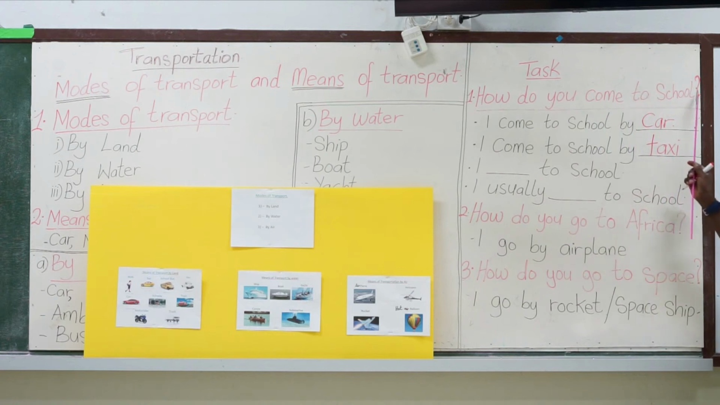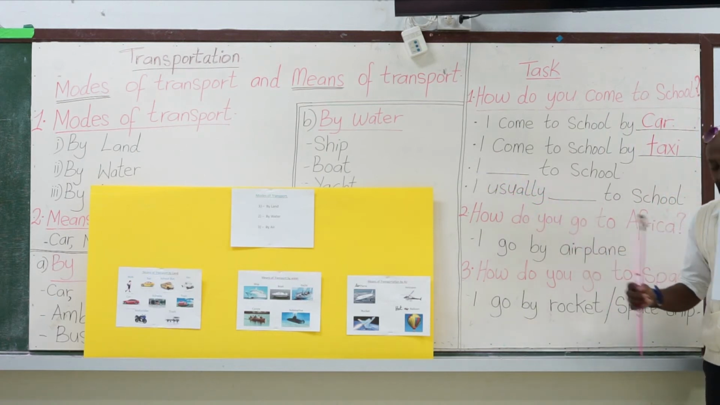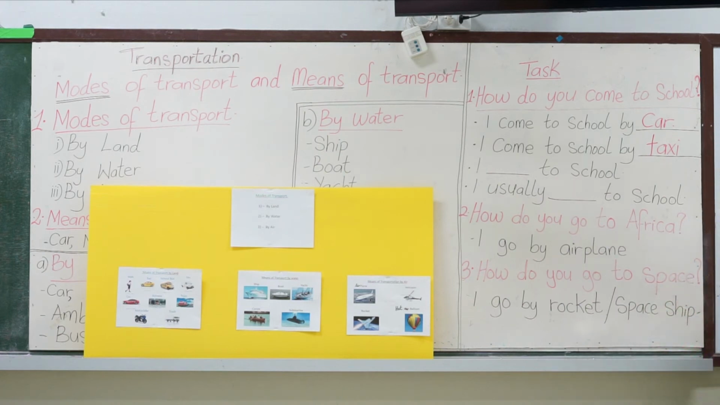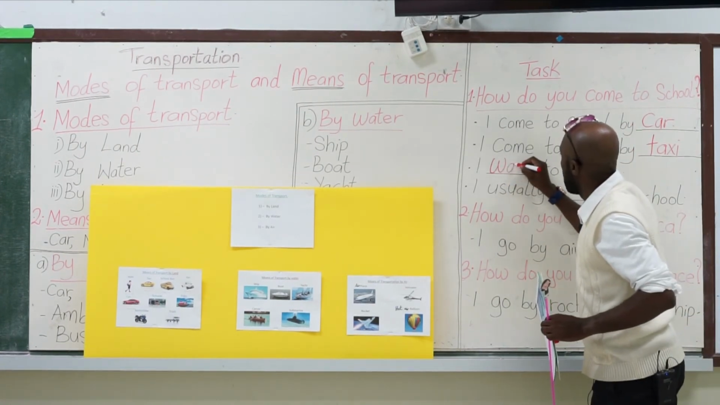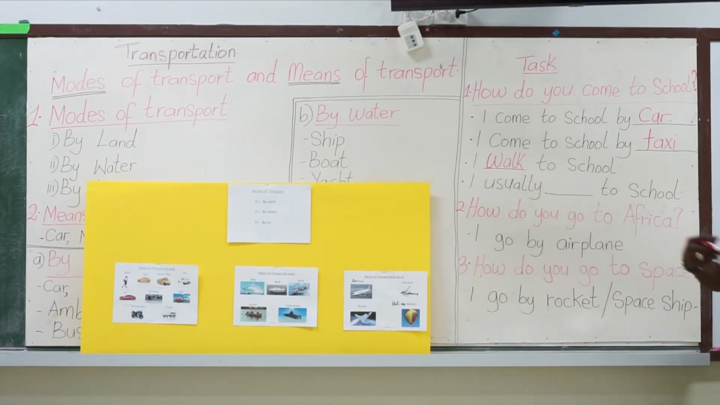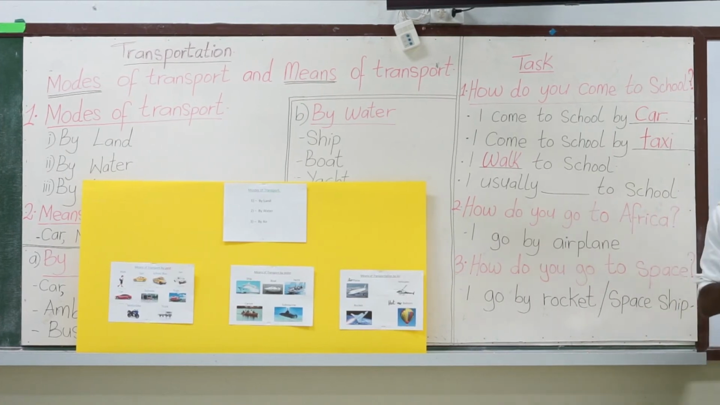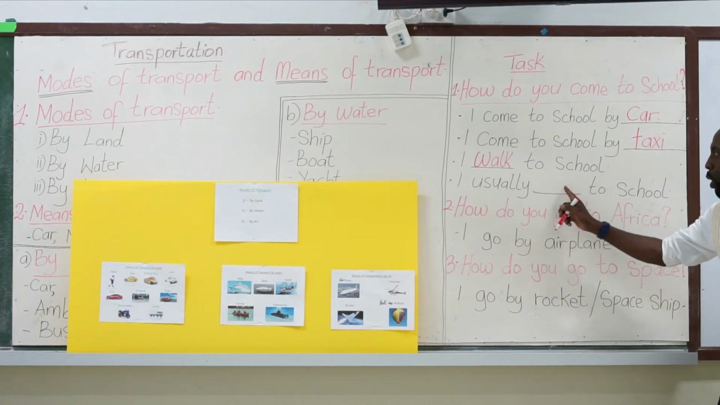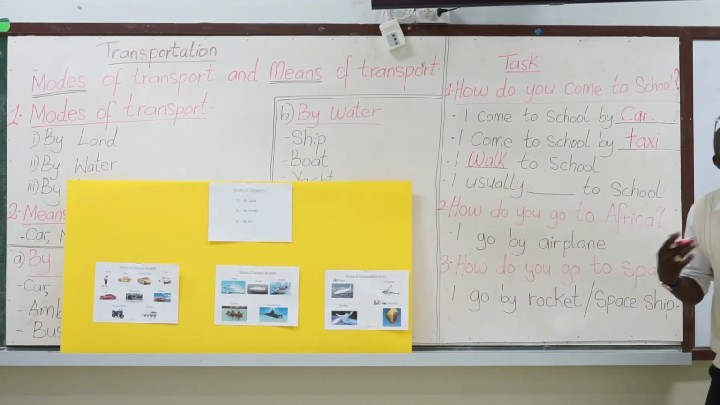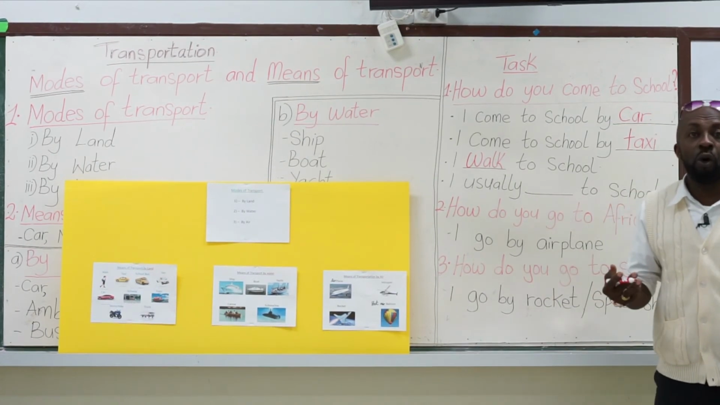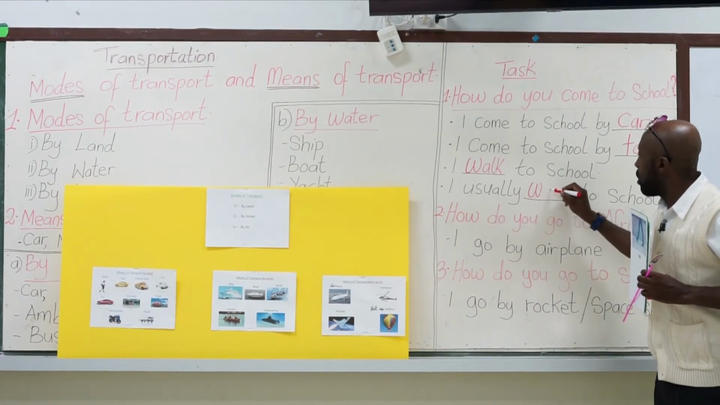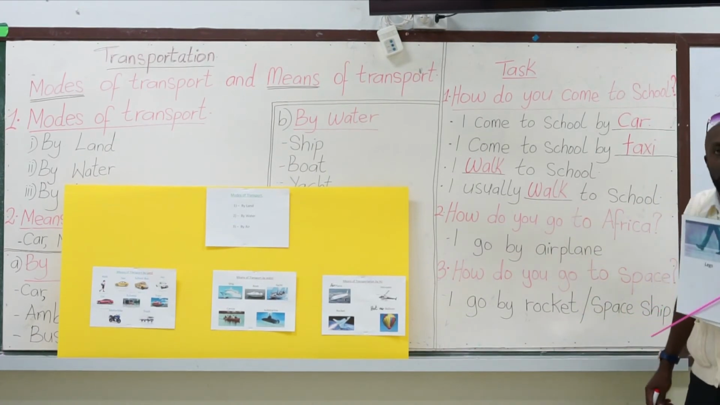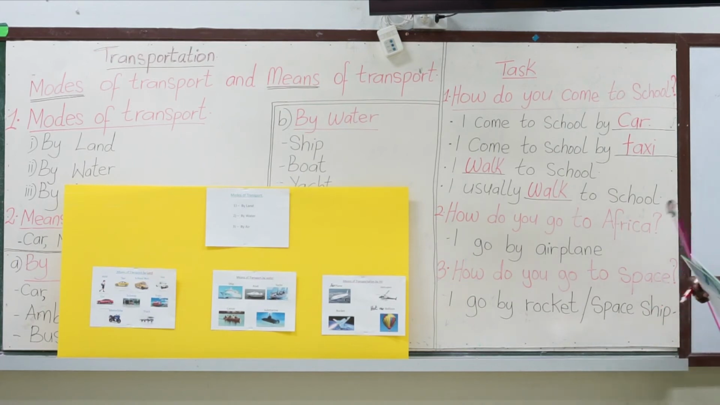How do you come to school? These are your legs, but you don't say I leg to school. No. You say I walk. Okay? I walk to school. So you write walk. Or I usually walk to school. Usually means not every day, okay? Not all the time, or not always. So I usually walk to school. Good. Okay. Question number two.